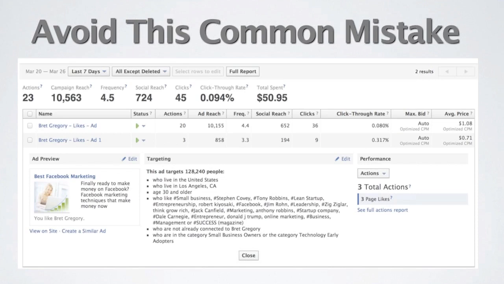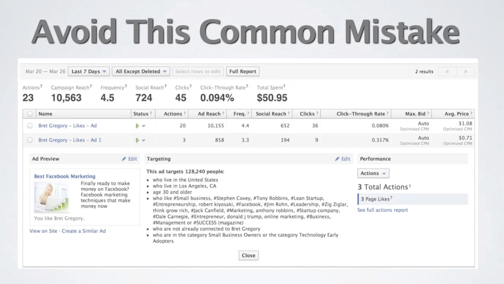So this is an example. I live part-time in Costa Rica and part-time in Southern California, and so we advertise here in Southern California. We're targeting 128,000 people who live in Los Angeles, age 30 or older, who like small business, Stephen Covey, Tony Robbins, Jack Canfield, business, entrepreneur, things like that. And what we're doing is I put in a professional-looking photo. It's actually a clip from our website. And I write in the ad, best Facebook marketing. Finally ready to make money on Facebook. Facebook marketing techniques that make money now.